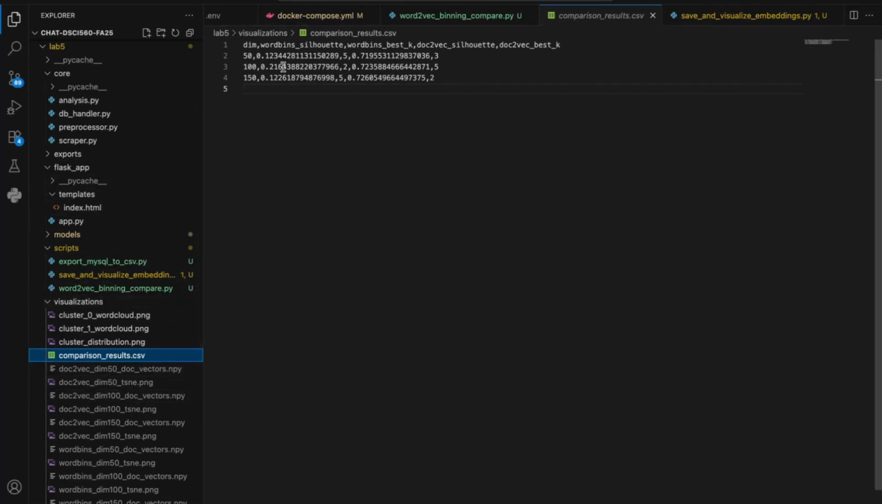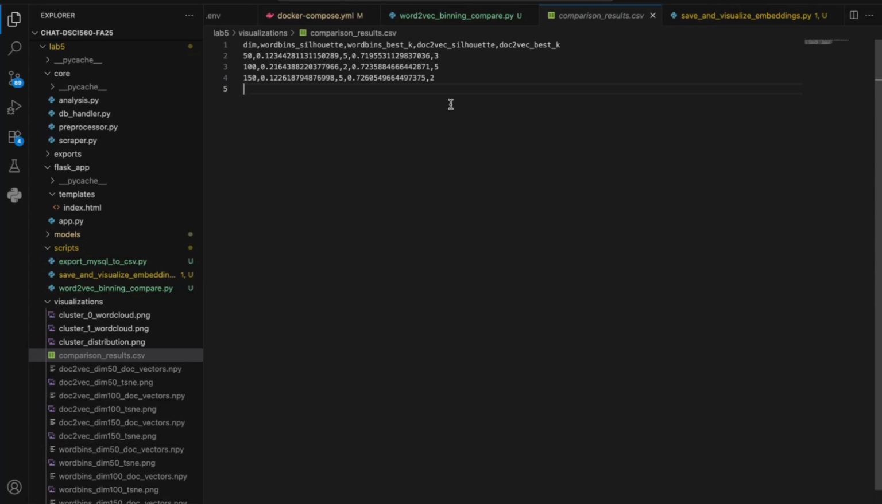So for dimension 50, we have the word bin silhouette as 0.12 and the Doc2Vec silhouette is 0.71. For dimension 100, we have 0.21 and the K chosen is 2, while for Doc2Vec it's 0.72 and the K that it has chosen is 5.